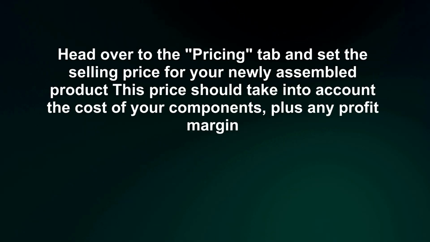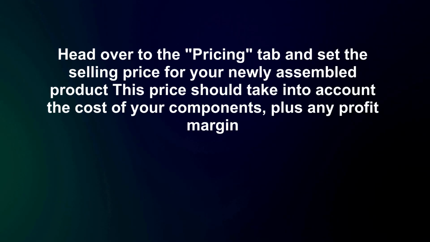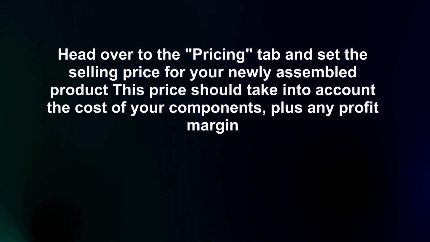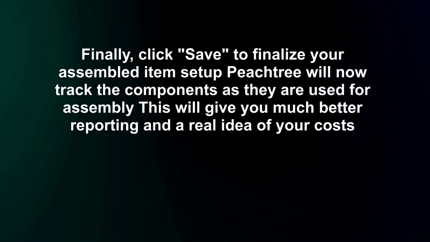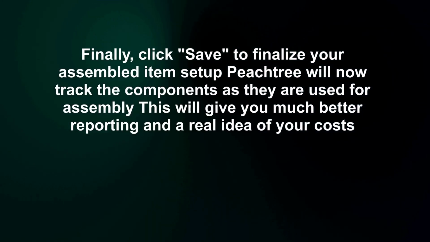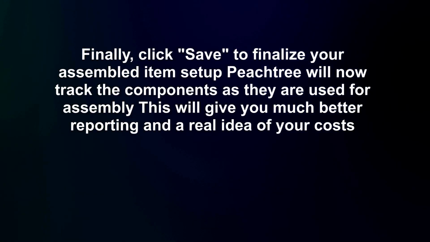Head over to the Pricing tab and set the selling price for your newly assembled product. This price should take into account the cost of your components, plus any profit margin. Finally, click Save to finalize your assembled item setup. Peachtree will now track the components as they are used for assembly. This will give you much better reporting and a real idea of your costs.